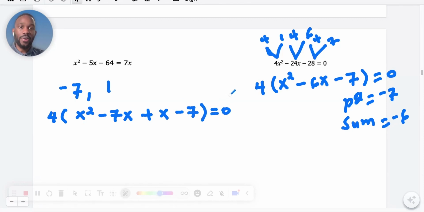So don't forget the 4. This is coming here, guys. So don't forget this 4 that we first factored out. It's going to come along with this equation, whatever we get.